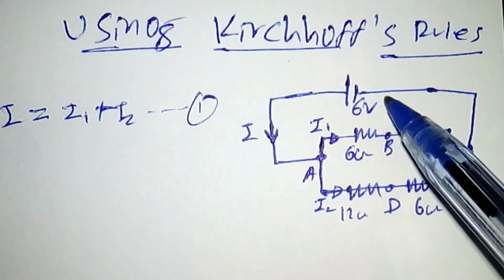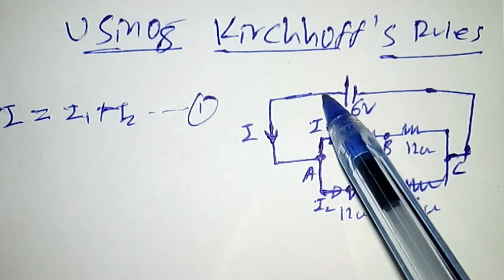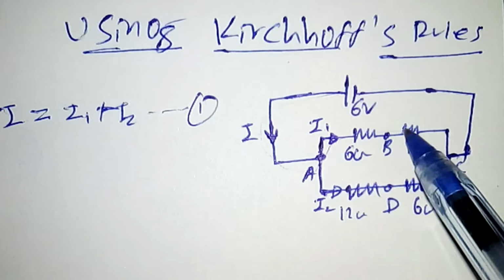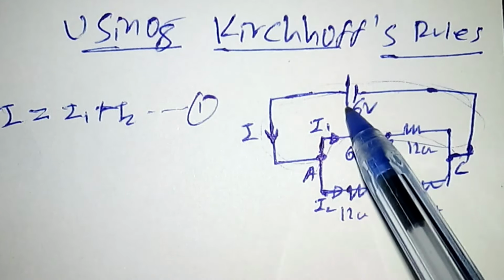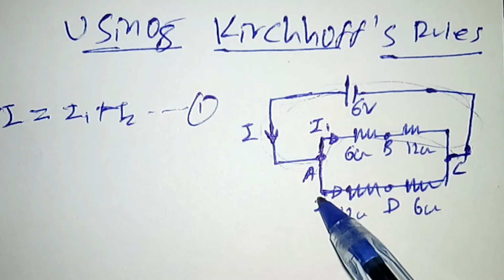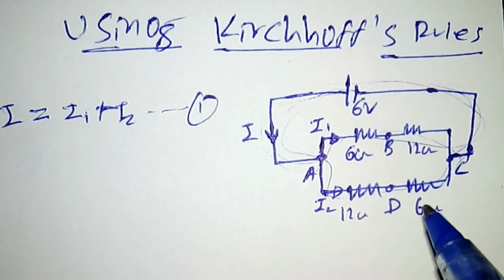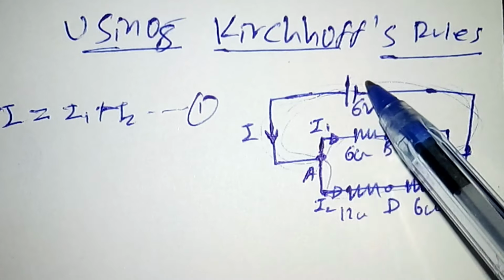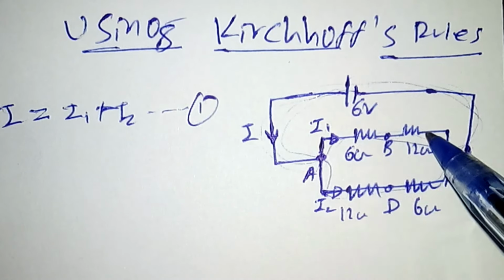The second rule uses the 2 loops of this circuit. The first loop is the line passing through A, B and C, and the circuit continues like this. The second loop is the line which passes through A, D and C, that is the lower one. According to Kirchhoff's law, the EMF in the circuit is equal to the sum of all the potential drops across that circuit.